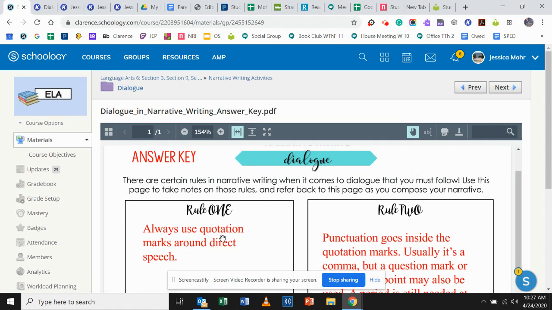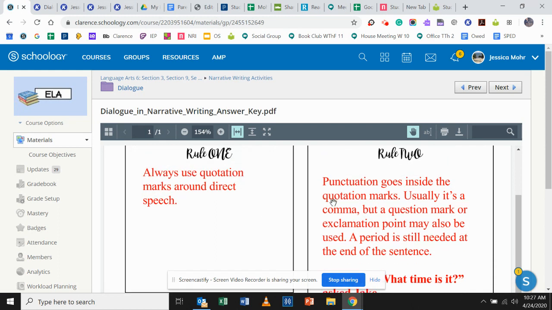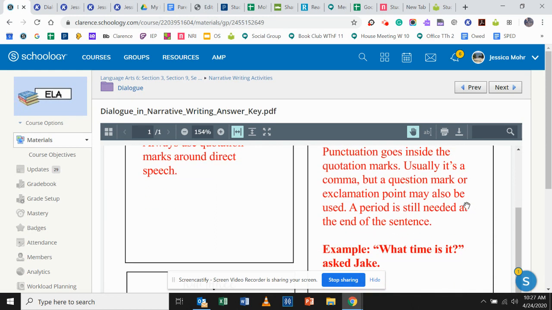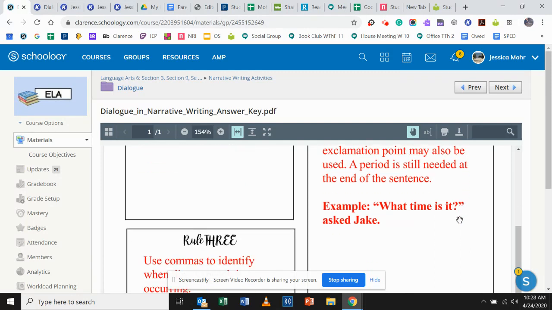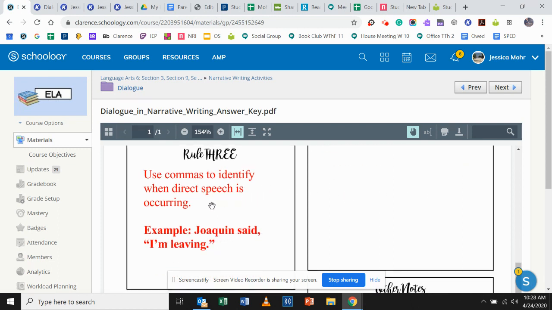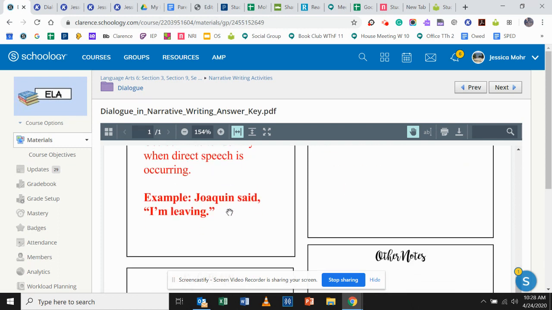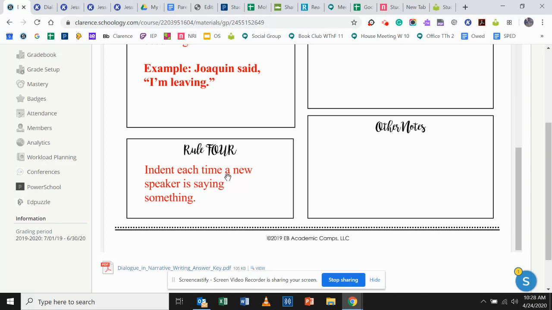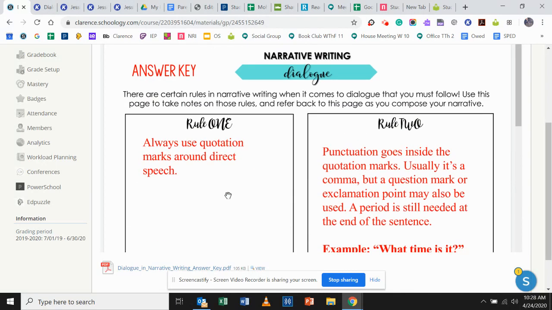So let's look at those again. Rule 1 always uses a quotation mark around direct speech. Rule 2, punctuation goes inside quotation marks. Usually it's a comma, but a question mark or exclamation point may also be used. A period is still needed since it's at the end of a sentence. So the example is, "What time is it?" Notice the question mark within the quotation marks. Rule 3, use commas to identify when direct speech is occurring. Joaquin said, "I'm leaving." See the period within. And rule 4, indent each time a new speaker is saying something.